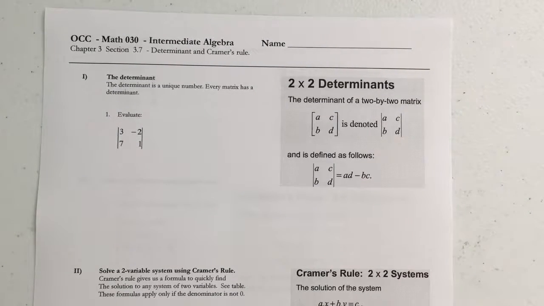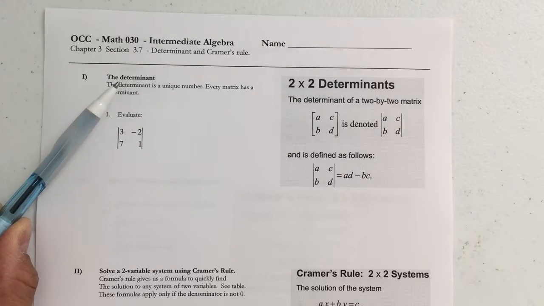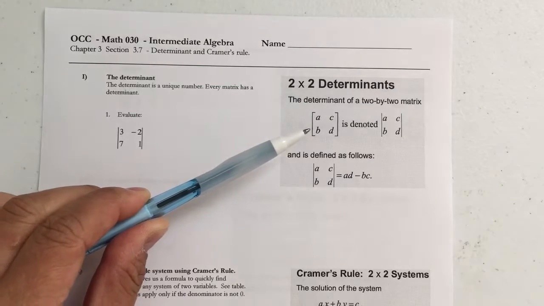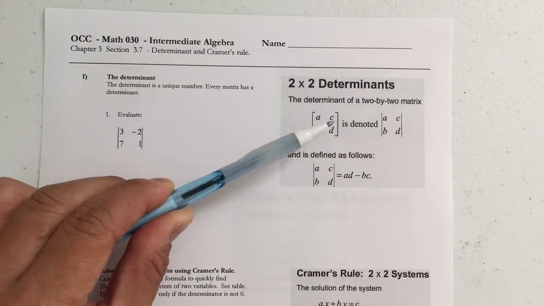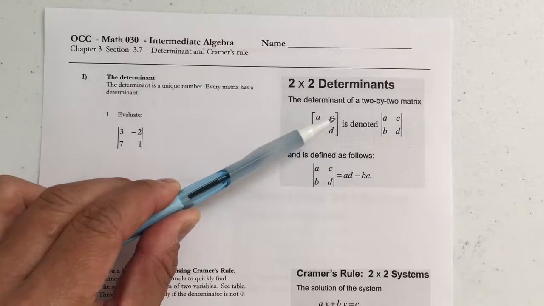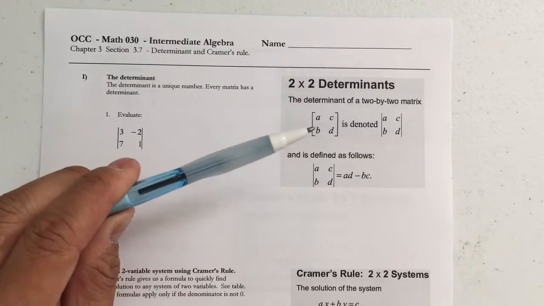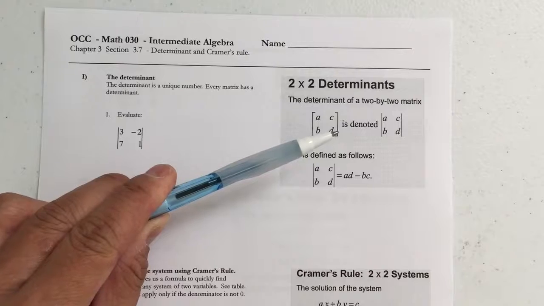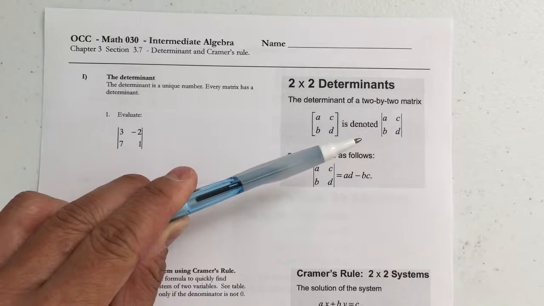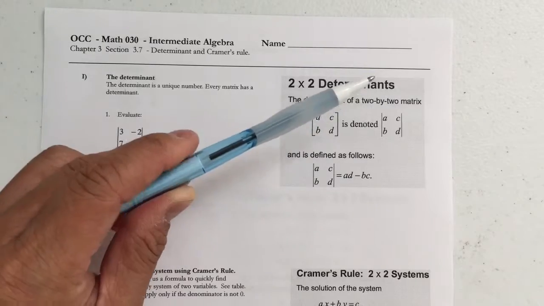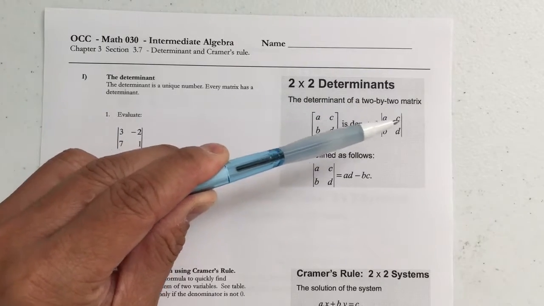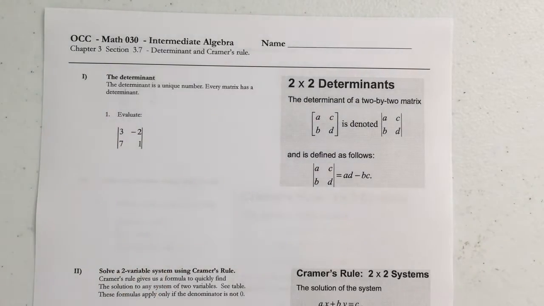Every matrix has a number. That number is called the determinant of the matrix. This is an example of a 2x2 matrix, 2 rows, 2 columns. A matrix is indicated using these brackets. However, because every matrix has a determinant, we use these bars to indicate the determinant.